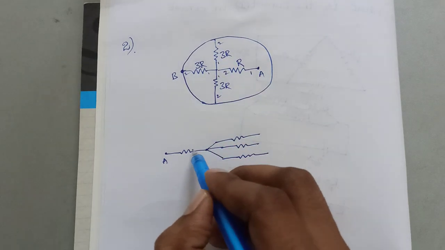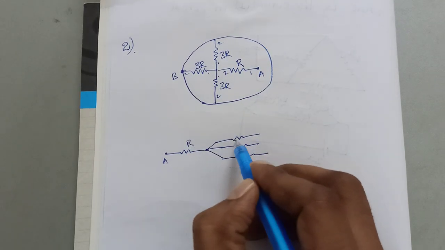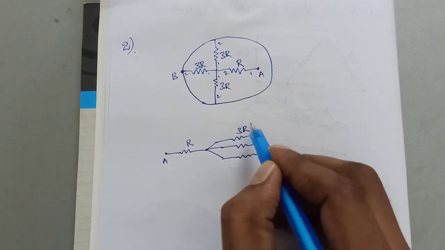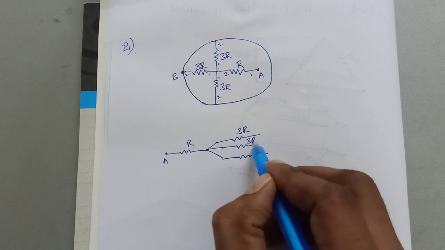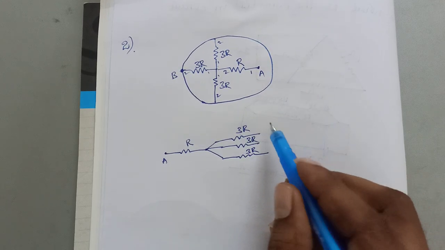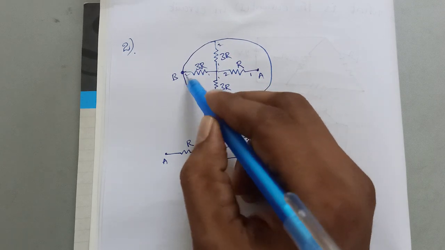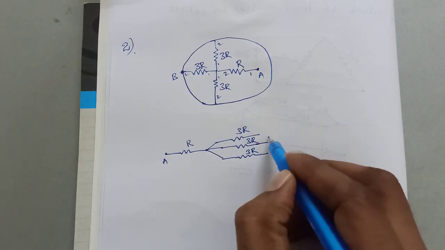Now you can say this resistance is R, and this one is 3R, and this one also 3R, and the last one. Now these three second ends of these three resistors are joined. It means like this.